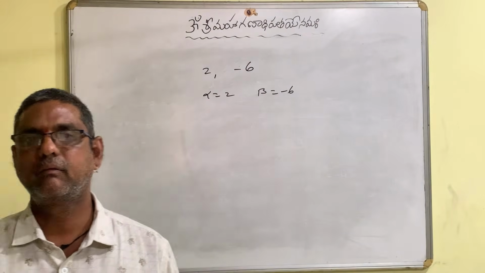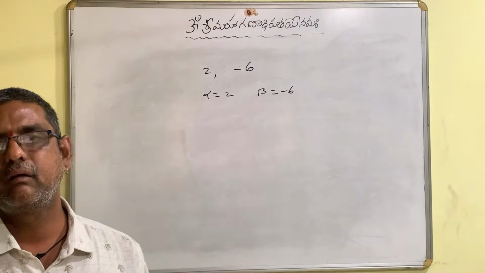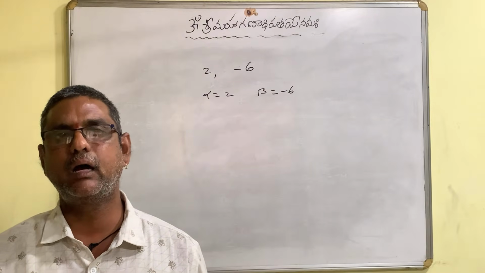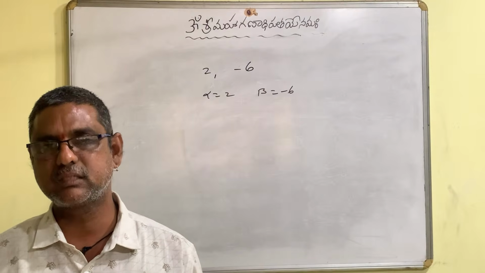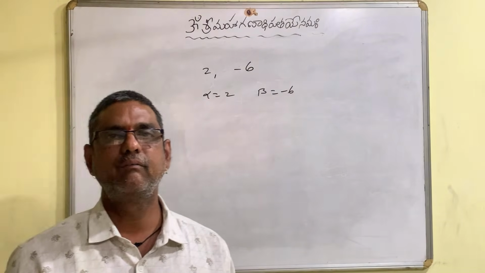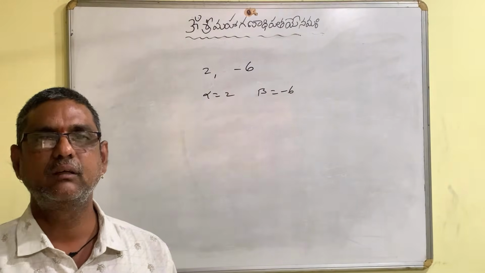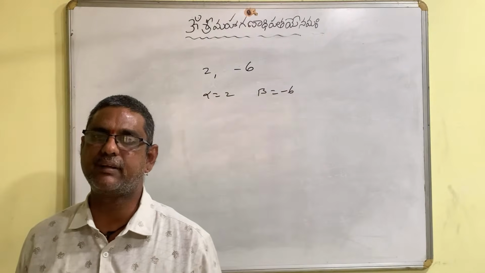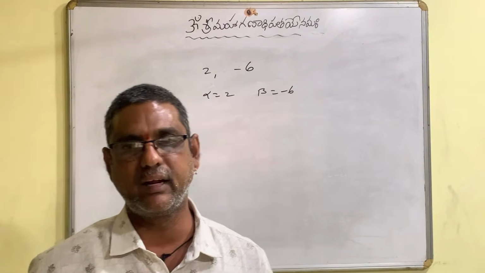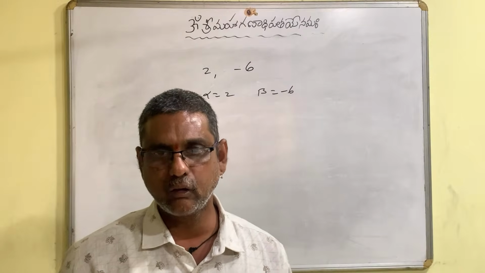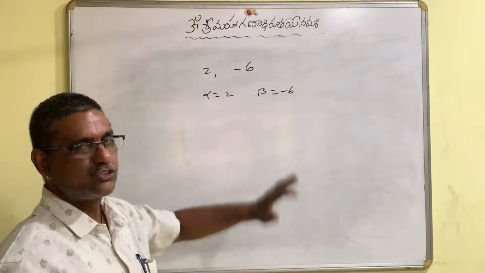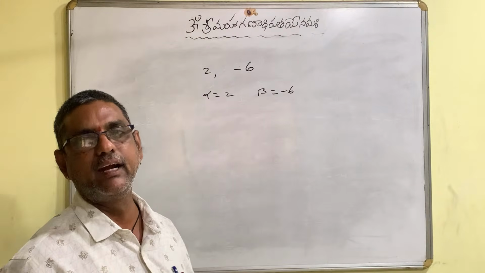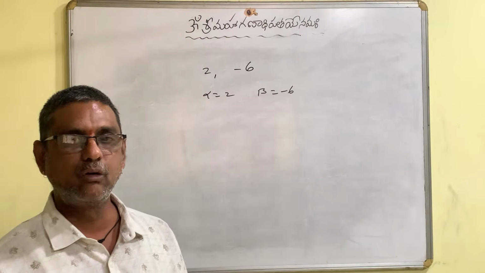Till now, when a quadratic polynomial is given to us, we can find its zeros and verify the relation between zeros and coefficients. That is what we have done till now. Now the question has changed. Given the zeros, we need to find the polynomial. How to do it?